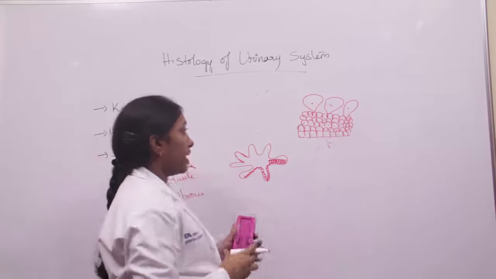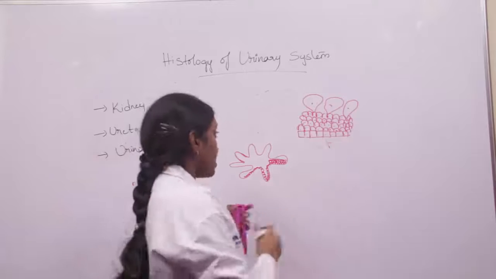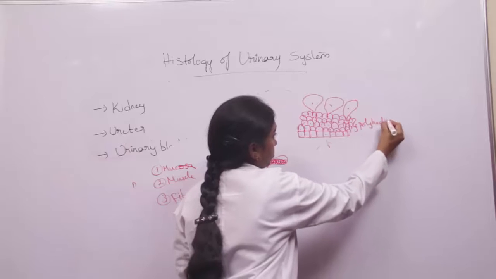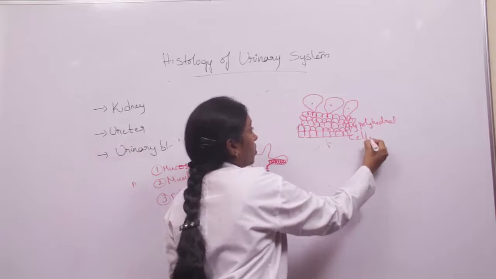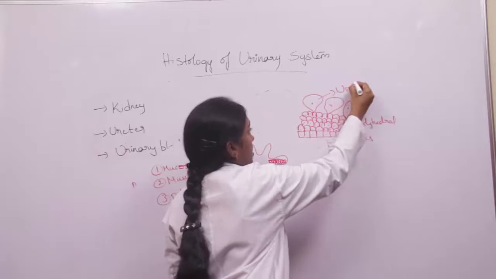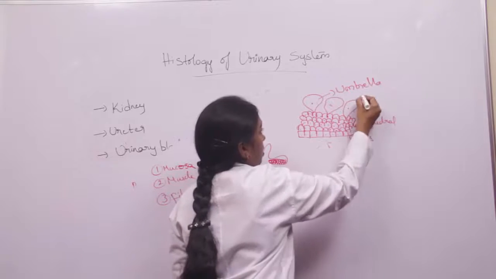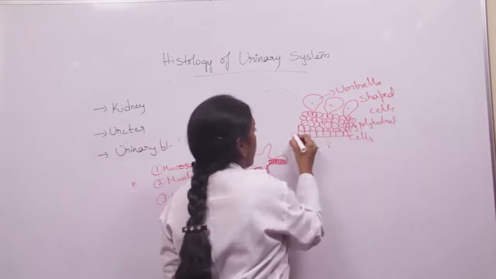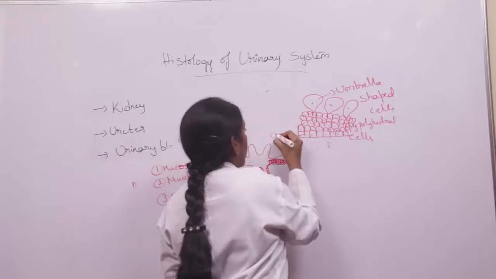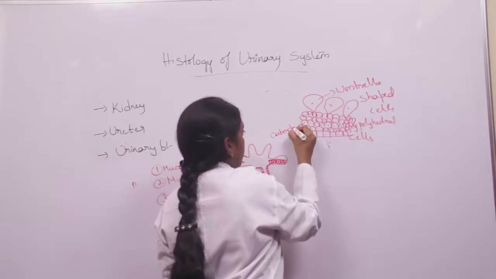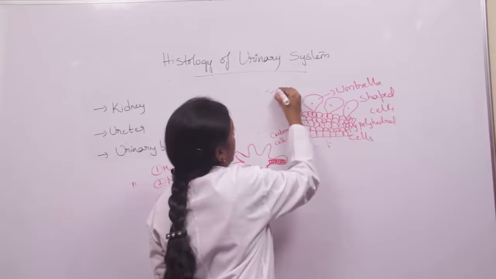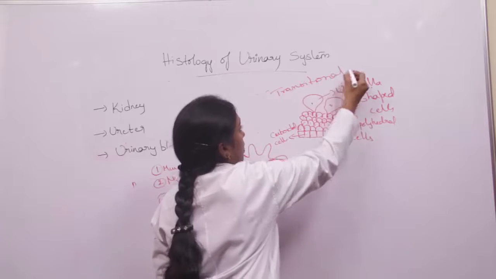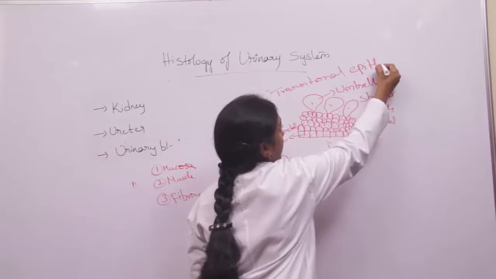So the transitional epithelium consists of basal columnar or cuboidal cells, outer 3 to 4 layers of polyhedral cells, and the outermost umbrella-shaped cells. That is transitional epithelium. So the mucosa of the ureter has transitional epithelium.